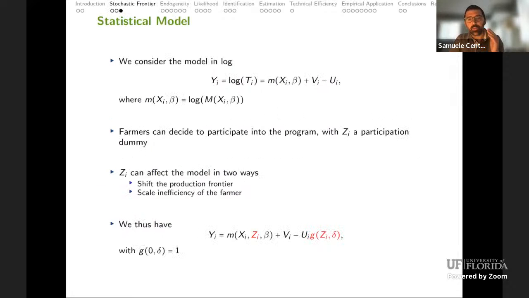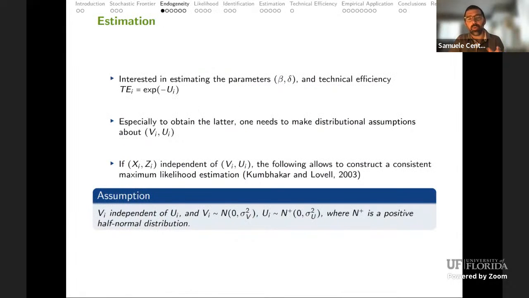Okay, so we want to estimate the parameters beta and delta. Of course, in the standard framework, we are also interested in estimating the technical efficiency. Technical efficiency is basically the exponential of the negative of ui. So it gives me really the distance between the actual output produced and the optimal output that the farmer should produce. In this literature, it's commonly accepted that in order to estimate technical efficiency, we need to make assumptions about the joint distribution of V and U, okay?